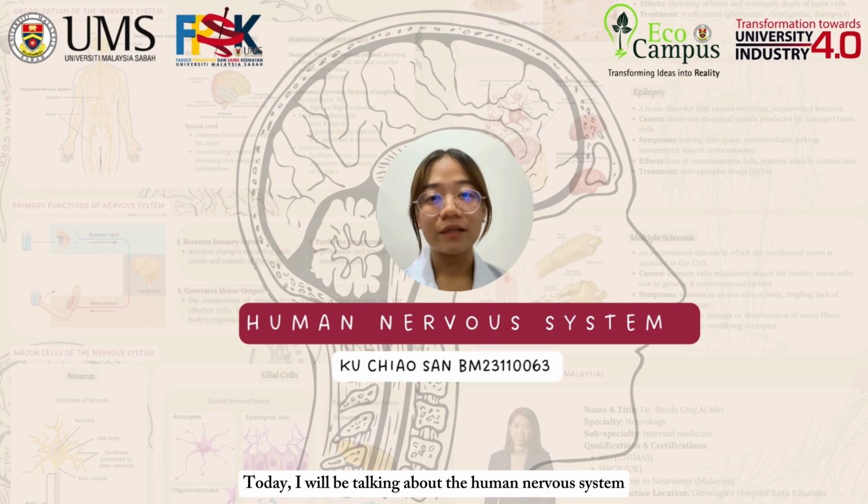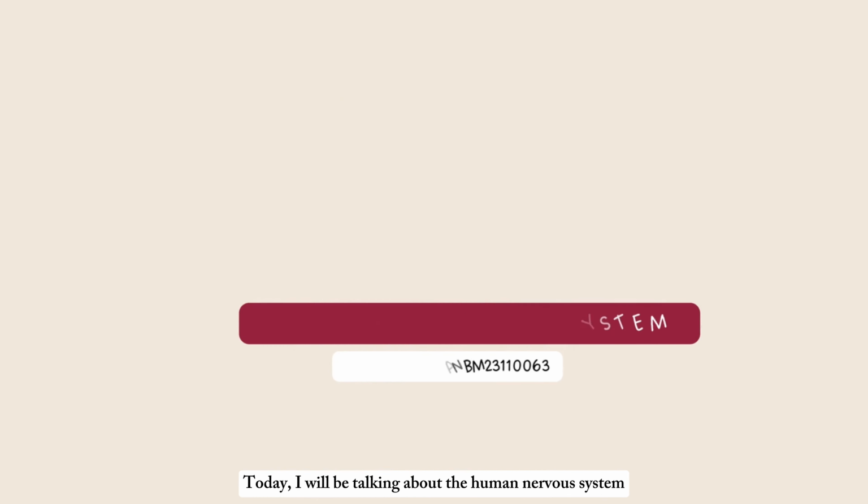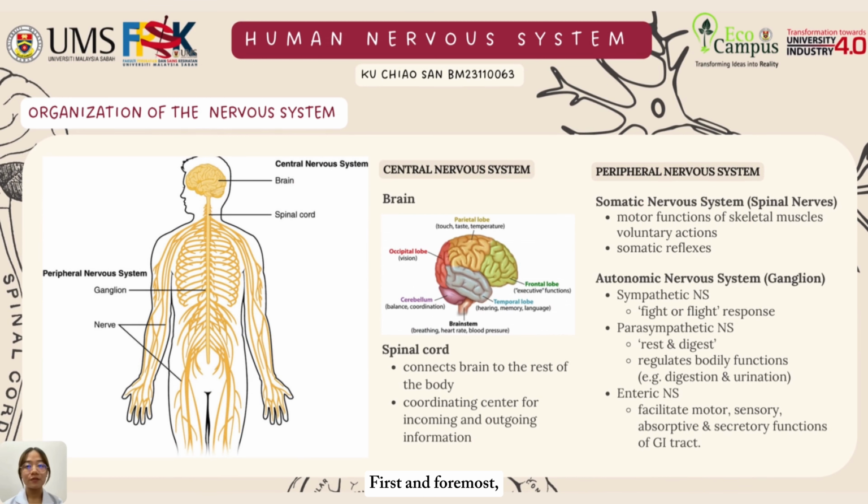Today, I will be talking about the human nervous system. First and foremost, I will explain about the organization of the human nervous system. The nervous system comprises of the central nervous system and the peripheral nervous system. In the nervous system, there is a brain, and the brain has 4 main lobes.